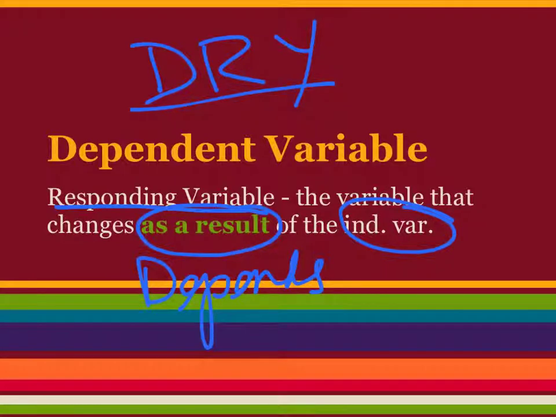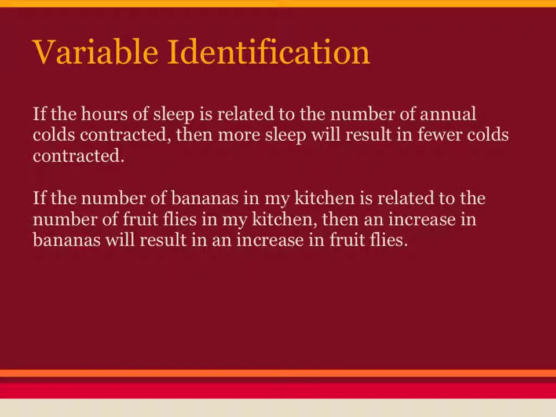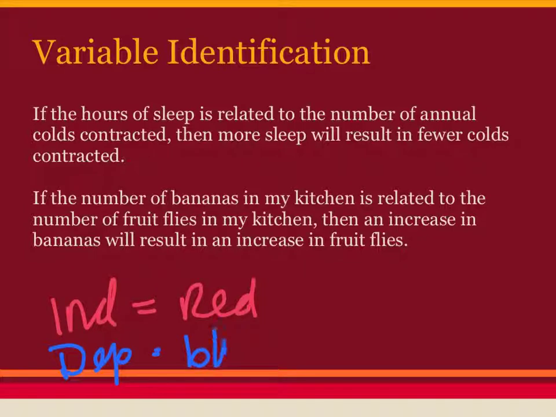And so if we can remember DRY and MIX, we're going to be graphing our data like pros. Importantly, when we're writing hypotheses, we want to write a hypothesis with a very specific identification of our independent variable and our dependent variable. So let's try to identify them. We're going to identify the independent variable in red, and the dependent variable in blue. I'm just going to circle or underline those.